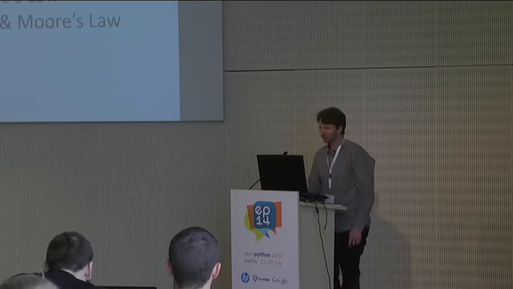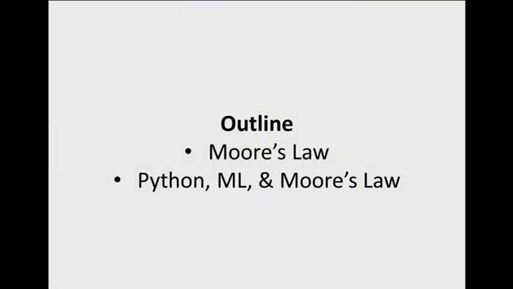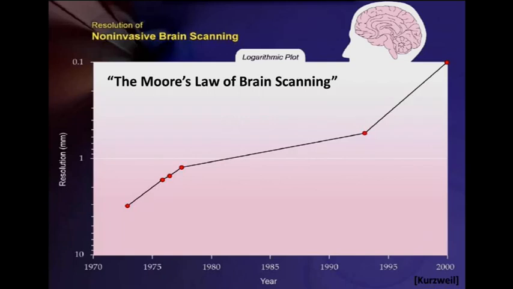I'll get started. Very simple outline. I'm going to talk about Moore's law, and then I'm going to talk about how Python and machine learning help. So there's actually a lot of Moore's laws out there, or things sort of like Moore's law. There's the Moore's law of brain scanning. In 1973 or so, there was a resolution of about 3 millimeters. But as the years passed, the resolution went from 3 millimeters to 1 millimeter, and it just keeps going, all the way to, in about the year 2000, a resolution of about 0.1 millimeters.